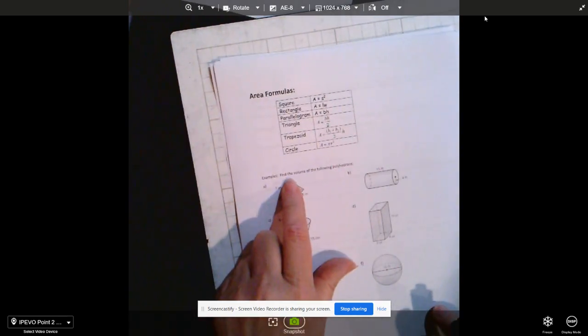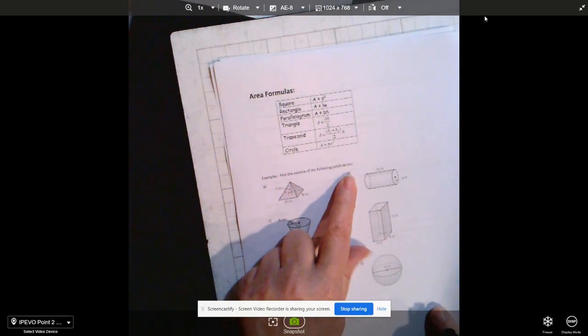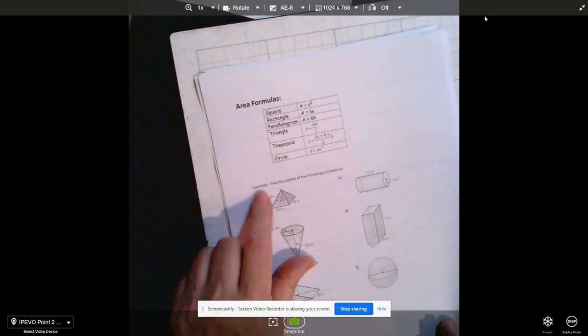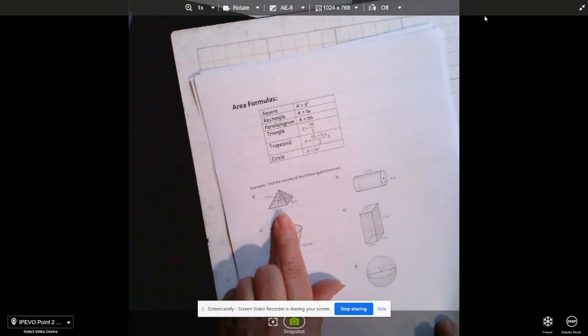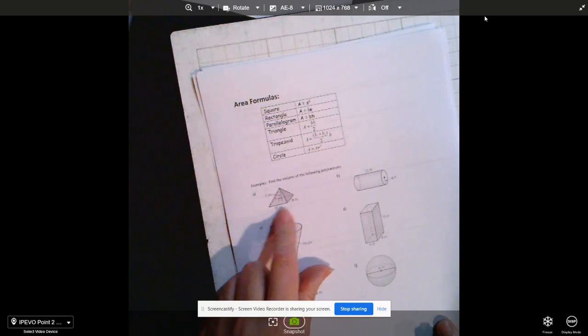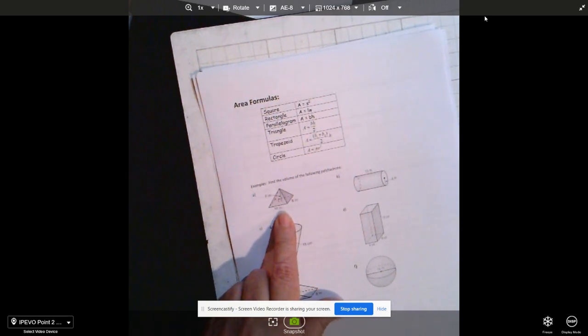So part A here says find the volume of the following polyhedron. And again, I've listed this as a polyhedron, but it's not really a polyhedron. So let's take a look at this. The first thing you have to decide is what is its shape. Well, it comes to just a point, so it's either a cone or a pyramid. The base is a rectangle, so it can't be a cone. So this must be a rectangular pyramid.